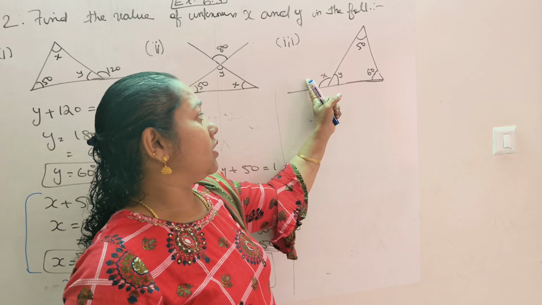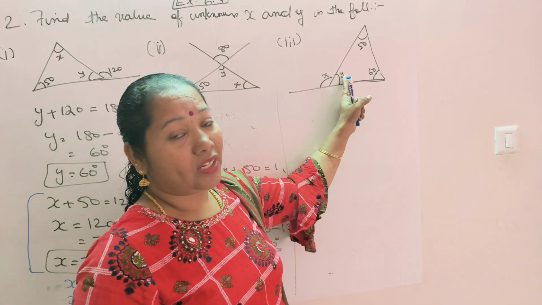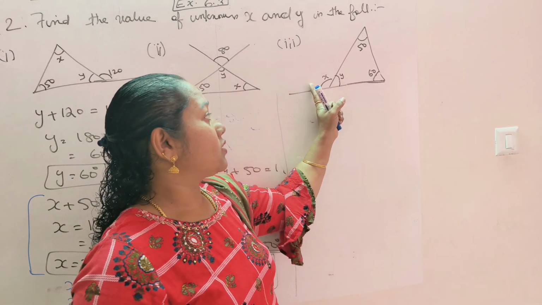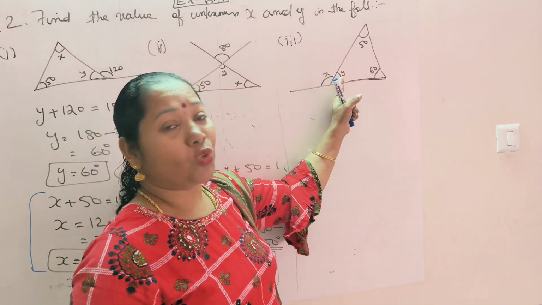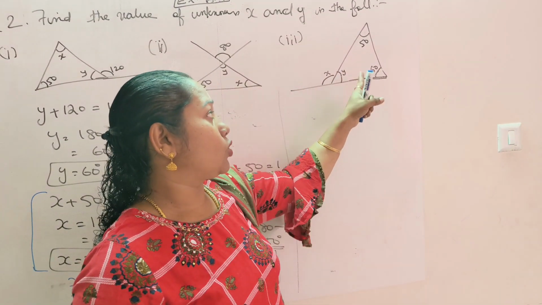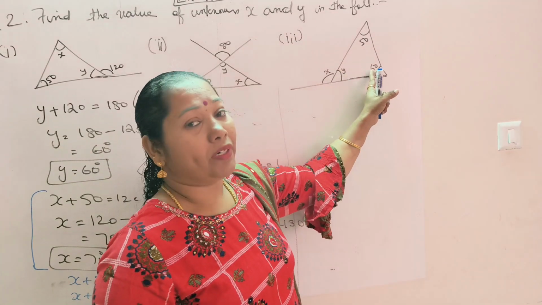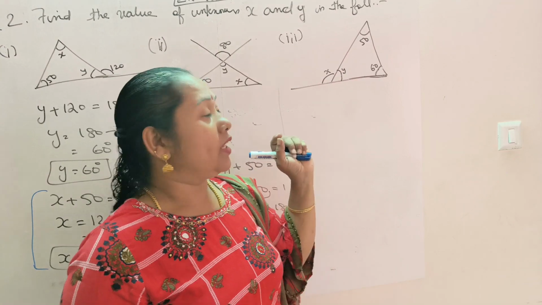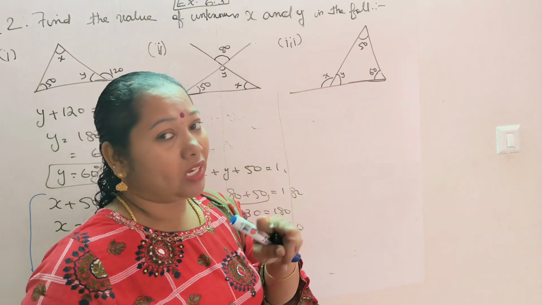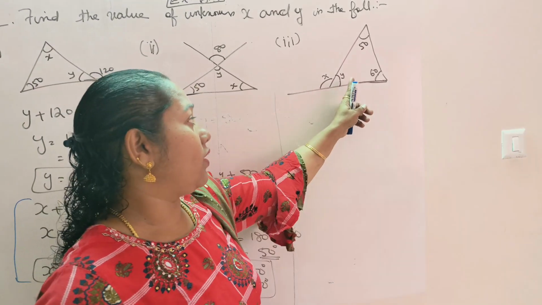If you get x, then x plus y is equal to 180 degrees by linear pair. So x, the value is 110, plus y is equal to 180 degrees. In this way you can get y. And also you can use the angle sum property, 50 plus 60 plus y is equal to 180 degrees. Then you can get the value of y. In these two ways you can find the value of y.